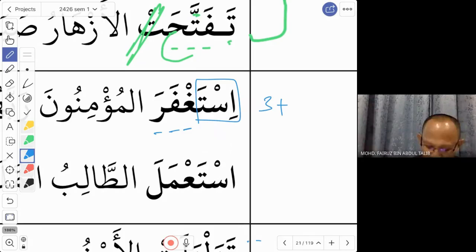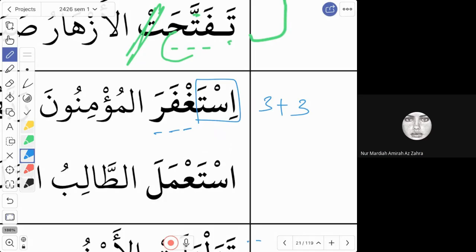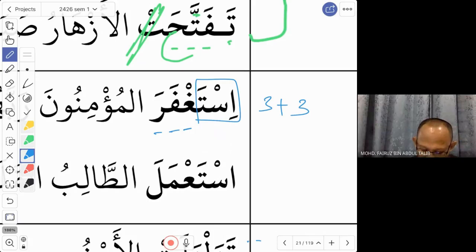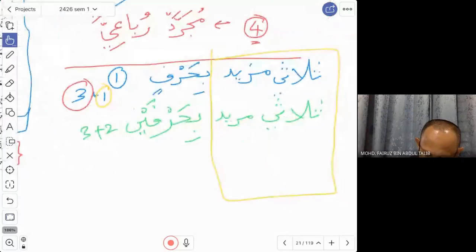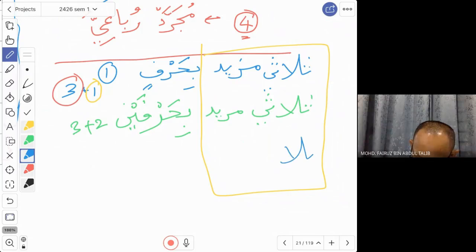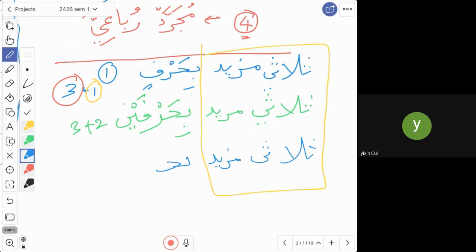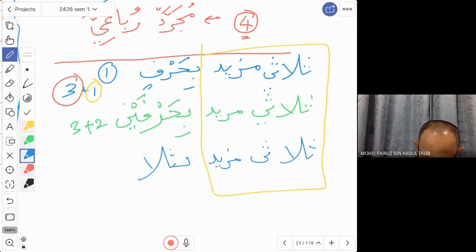But how many additional letters do you have? 3. So now it is 3 plus 3. 1, 2, 3 plus 3. So this is another type of sulasi mazid. But then, how many letters do you add? With 3 letters. So we say salasatu ahruf.